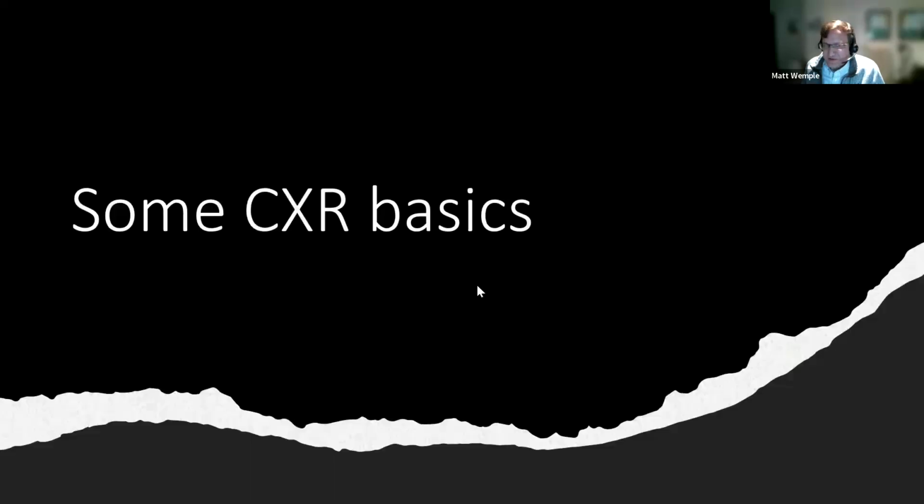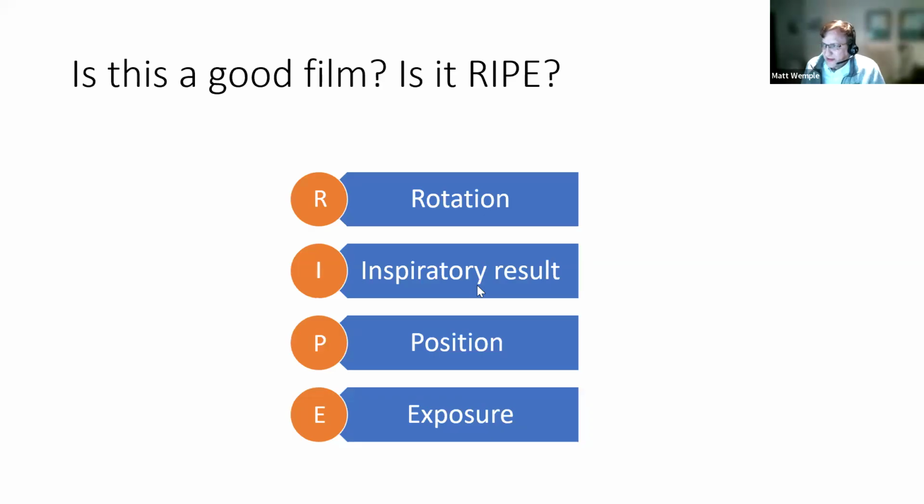Okay, first some chest X-ray basics. I think before you even go into your systematic approach, you actually have to decide if the film is a good and useful film. And I use the RIPE mnemonic to decide that. R is for rotation. Is the patient rotated? I is for inspiratory effort, how deep of a breath they're taking, because that affects the film. P is position, whether they're supine or upright. And E is exposure. So all those things factor into how you interpret the film.